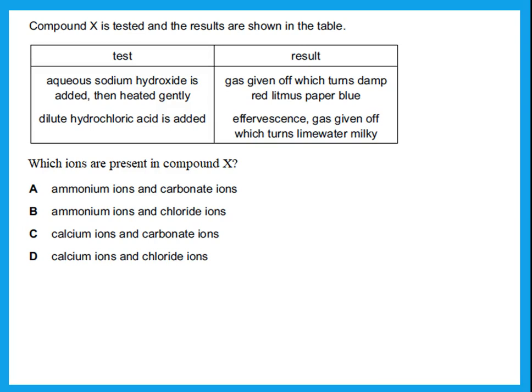And then he adds dilute hydrochloric acid and he gets effervescence, gas given off. Again, we said if I add acid and I get a gas that turns lime water milky, that is the test for carbonates. So the X is a compound made of ammonium ions and carbonate ions. Do you understand the idea?